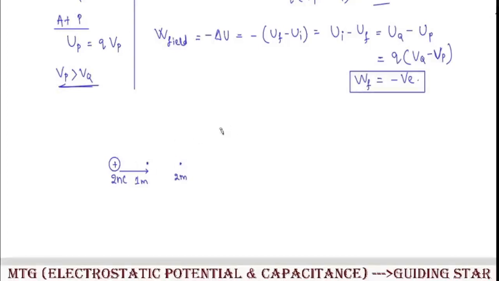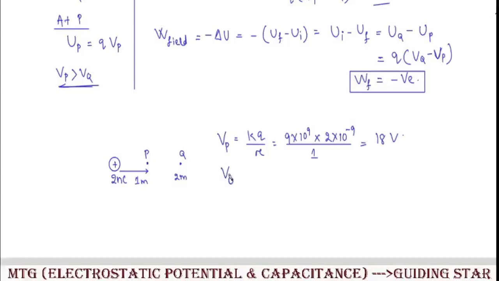Then potential at, let it be P and Q. Potential at P due to that charge will be kq divided by r. So k is 9 into 10 to the power 9, into charge 2 into 10 to the power minus 9, all divided by distance, first at point P, 1. So it will be 18 volt.